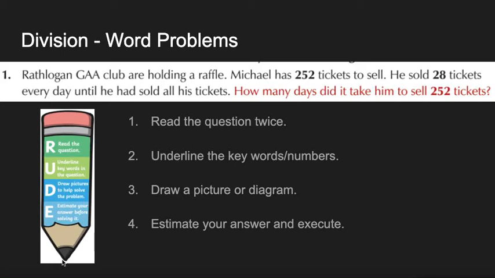Michael has 252 tickets to sell. He sold 28 every day until he had sold all his tickets. How many days did it take him to sell 252 tickets, or all the tickets, right?